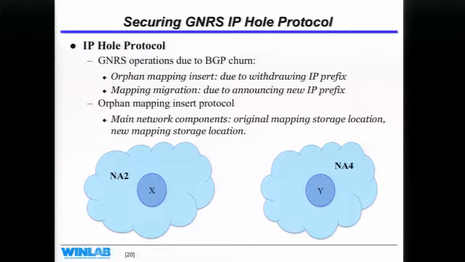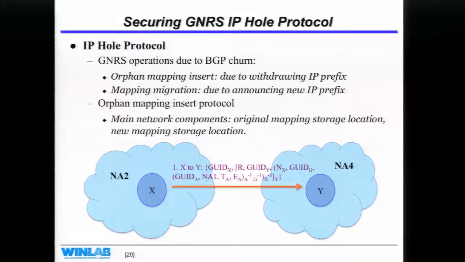The protocol is like this. We have X in network NA2. Now it wants to withdraw its IP prefix. So X has to find a new mapping storage location to hold those mappings it currently has. That is Y in network NA4. So X sends the mapping to Y. Y accepts this mapping and replies an ack back to X. Okay, this is simple.